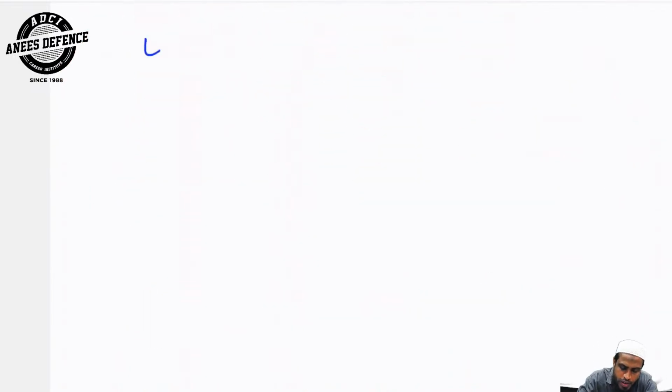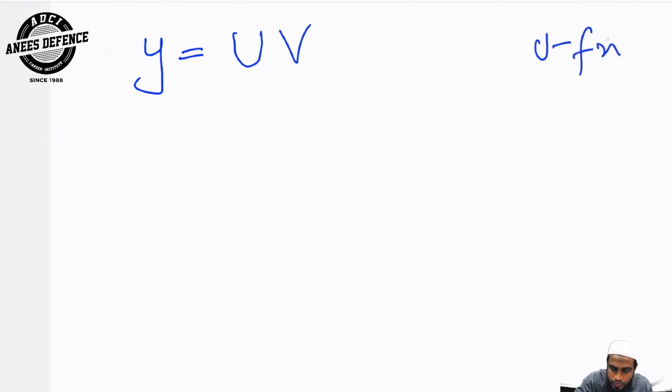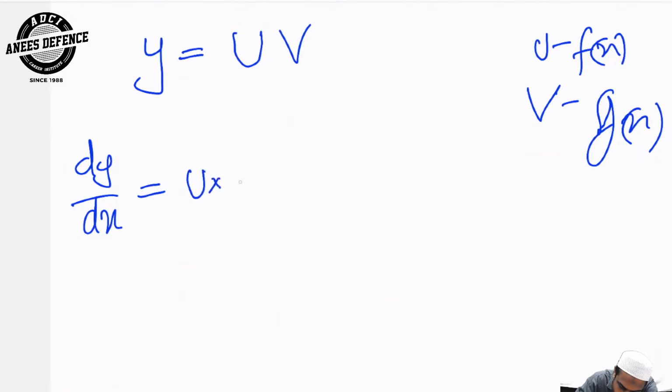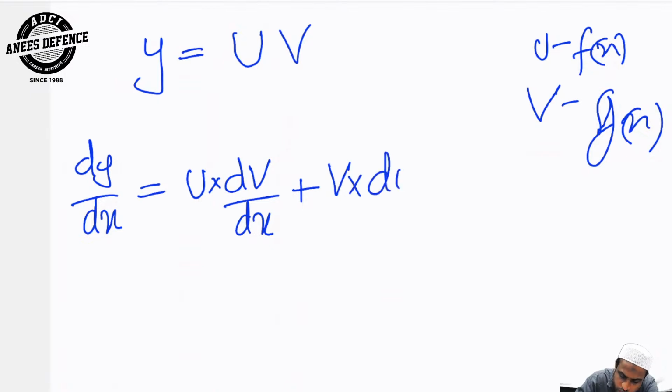Another principle. Y equal to u into v. Here u is a function of x, v is also a function of x, but both functions are multiplied. Then how to calculate the derivative? dy by dx equal to u into dv by dx plus v into du by dx. Understood?